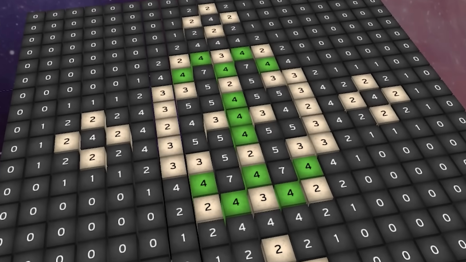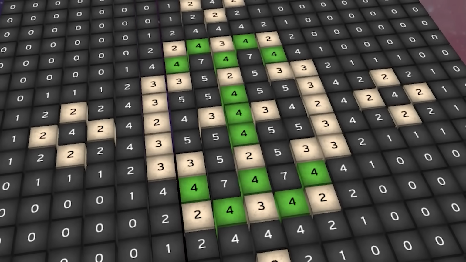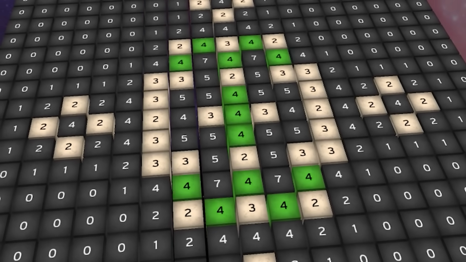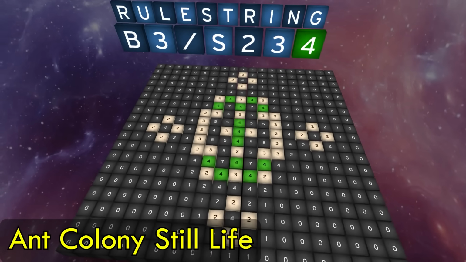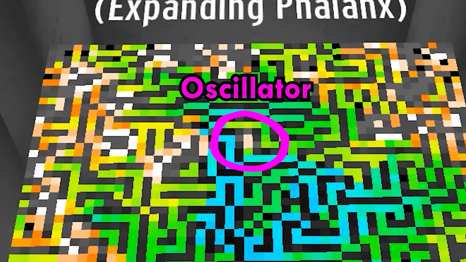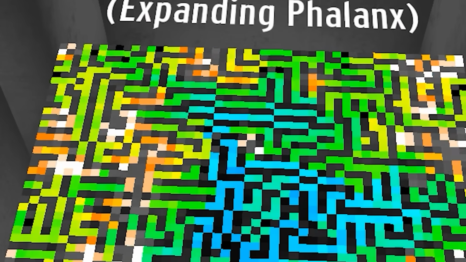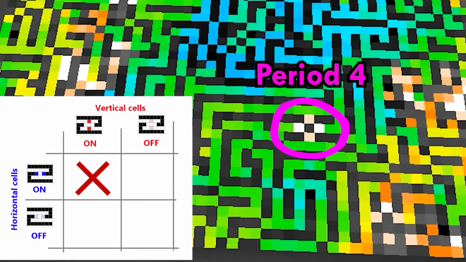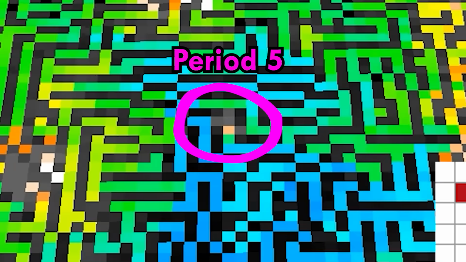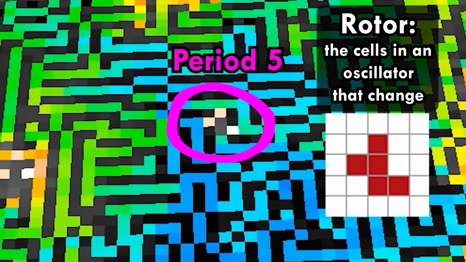The cells pulsating in green are the ones who would have died from overpopulation in Conway's life, but survive here, giving us an ant colony still life. I also find ant colony oscillators so cute because they're all housed within the walls of the colony. This one has period 4 and basically cycles around a Punnett square, and this one is period 5, featuring the dreaded R pentamino as its rotor.